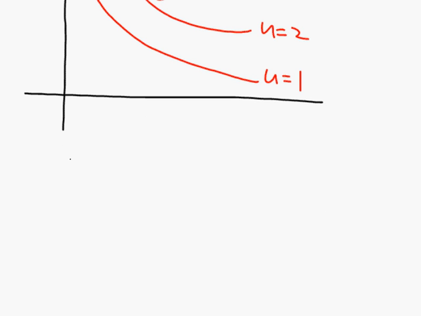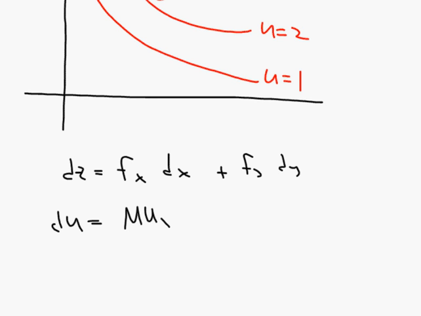The total differential was dz equals fx dx plus fy dy. In our case, we would have du equals marginal utility of x dx plus marginal utility of y dy. We want this to equal 0 because I'm interested in coming up with a nice definition that tells me something about the derivatives of these utility curves. Utility is not going to change on a utility curve, so here we are.